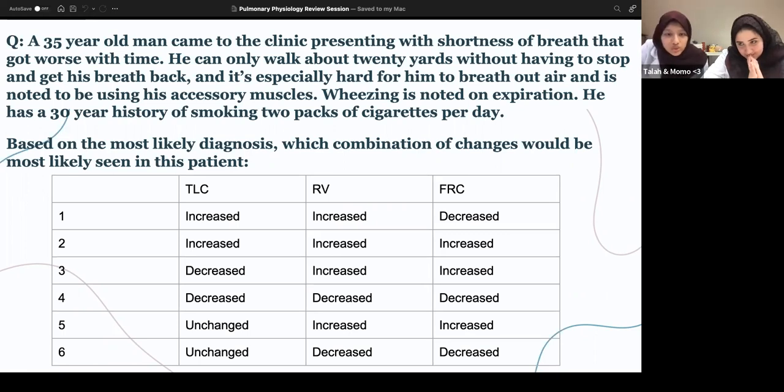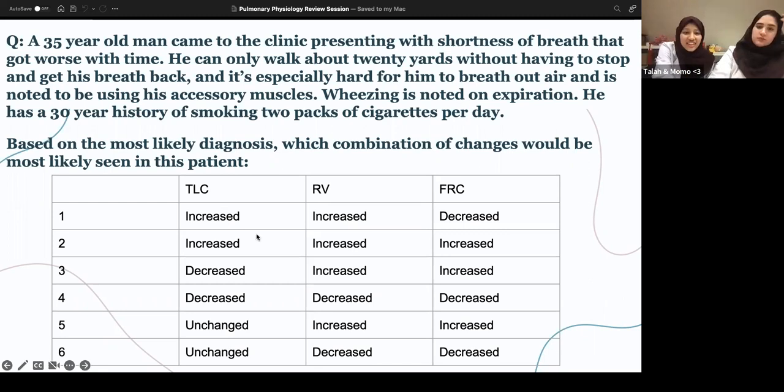Someone said 2, someone said 1. Okay, before answering, guys, what do you think he has? Because your answer would depend on the diagnosis. Someone said emphysema, COPD, emphysema. Yeah. 2. Okay, so you guys kind of got it. It is emphysema. Emphysema is a part of COPD, chronic obstructive pulmonary disease. And since everyone is saying 2, that's the answer.